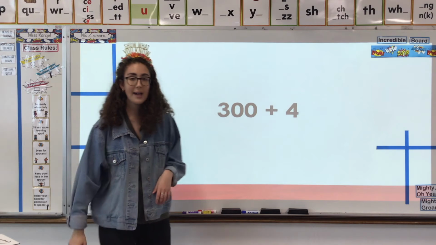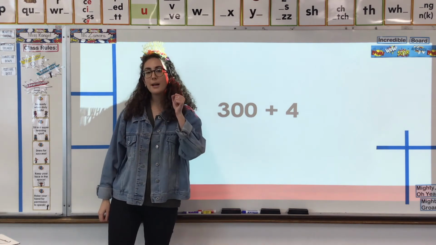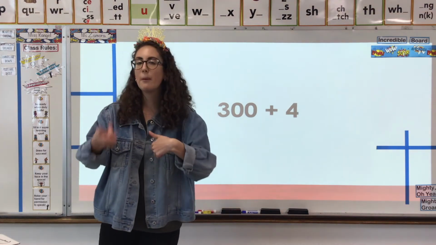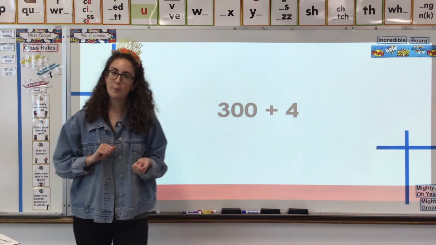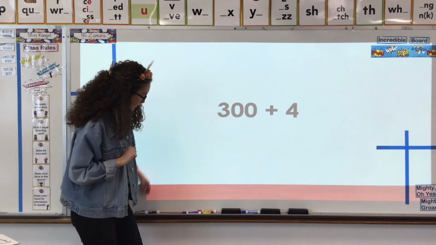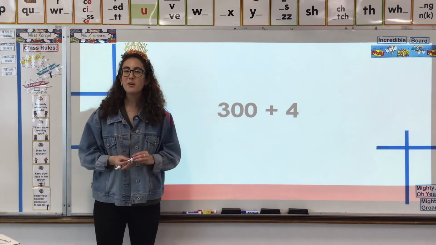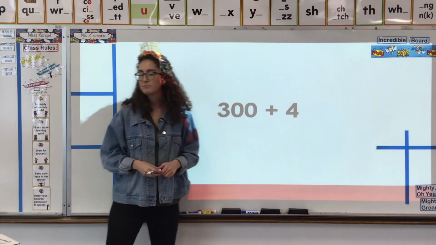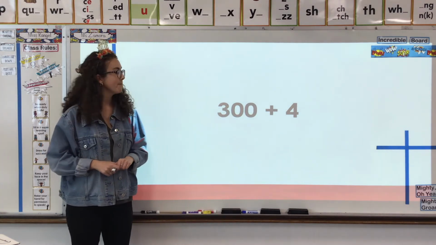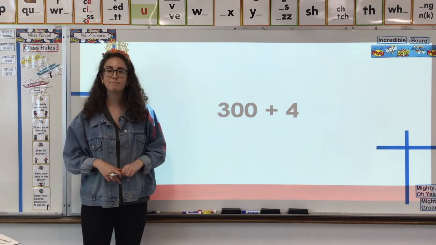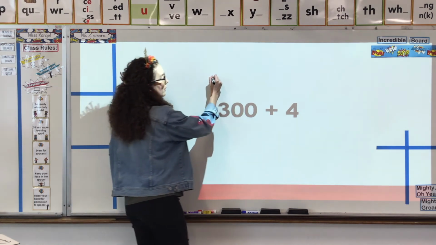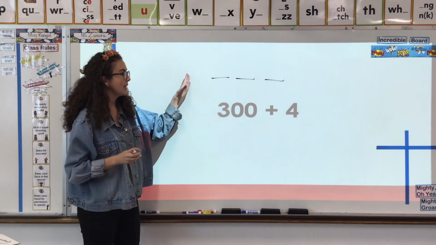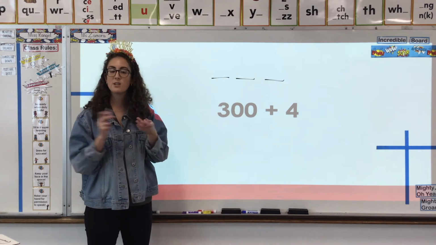Okay, what about if I gave you a number in expanded form, but I want you to translate it back to standard form? So let's see, we're going to do this one together. Can you write down 300 plus 4? So, no matter what, I know we're working with 3-digit numbers. So I'm going to make sure I have 3 spaces to write my digits.